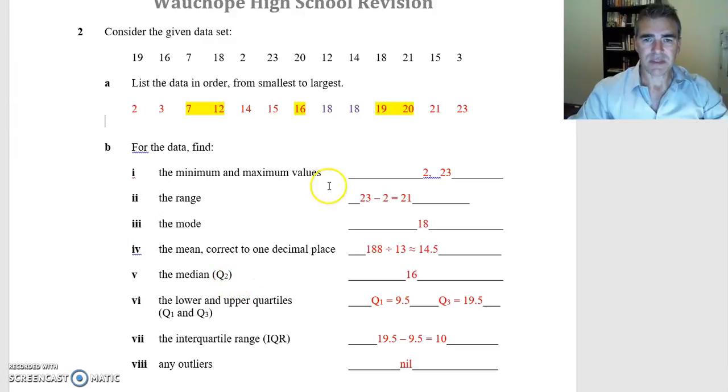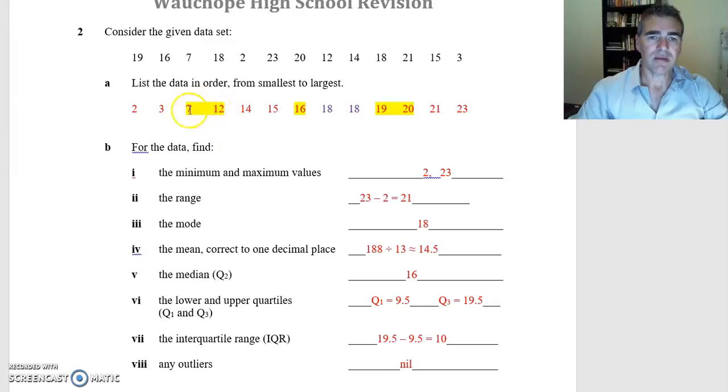The median is the middle score. Cross off highest and lowest until we get the middle. There's 1 in the middle, so our median is 16. Because there's 1 in the middle, it's not included in the upper half or in the lower half. So we now find the median of this upper half for our upper quartile. Add those two together and halve it. We get 19.5.